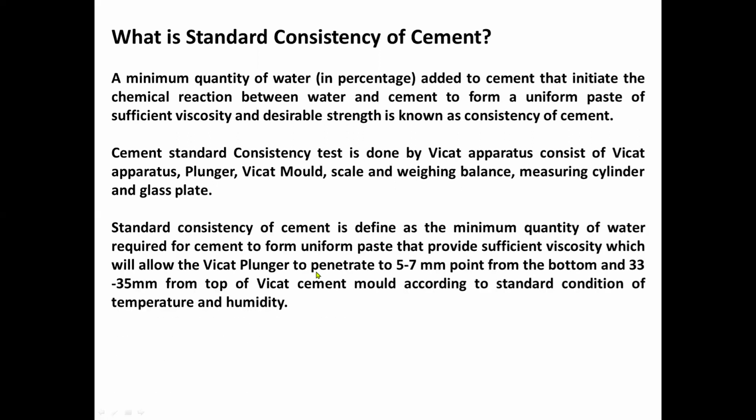Standard consistency of cement is defined as the minimum quantity of water required for cement to form a uniform paste that provides sufficient viscosity, which will allow the Vicat plunger to penetrate to a point 5 to 7 millimeters from the bottom and 33 to 35 millimeters from the top of the Vicat cement mold, according to standard conditions of temperature and humidity.